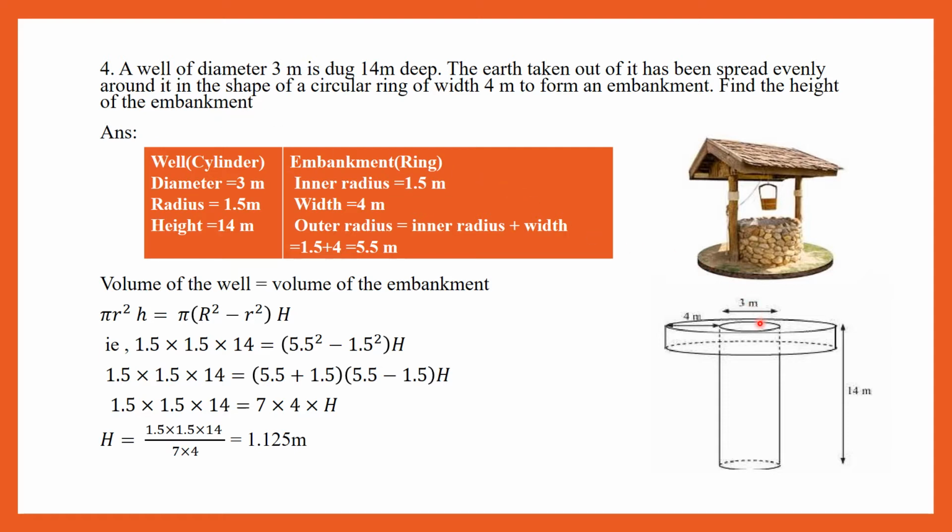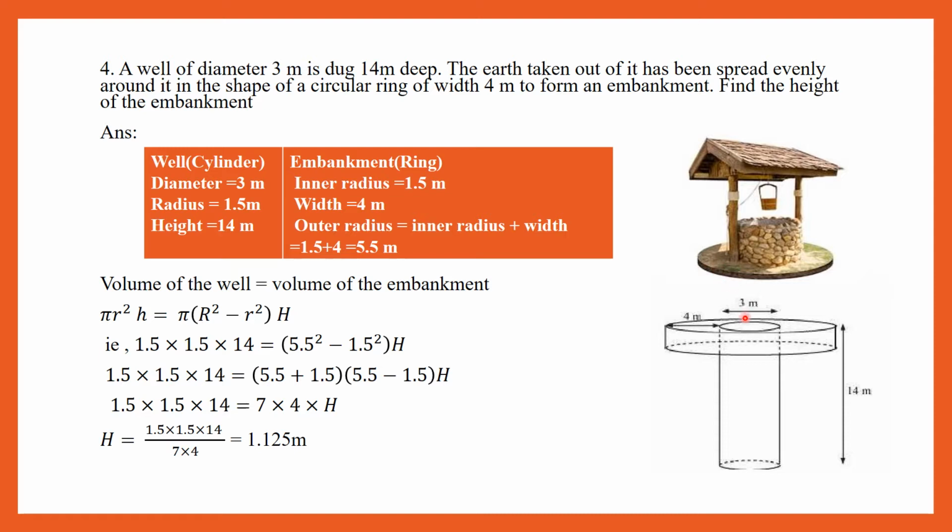Here we can see a well of diameter 3 meter and 14 meter deep is dug, and the earth taken out from the well is used to make an embankment of width 4 meter. We are asked to find the height of the embankment. We can see the well is in the shape of a cylinder with diameter equal to 3 meter. Therefore, radius is 1.5 meter and height of the cylinder is equal to 14 meter.